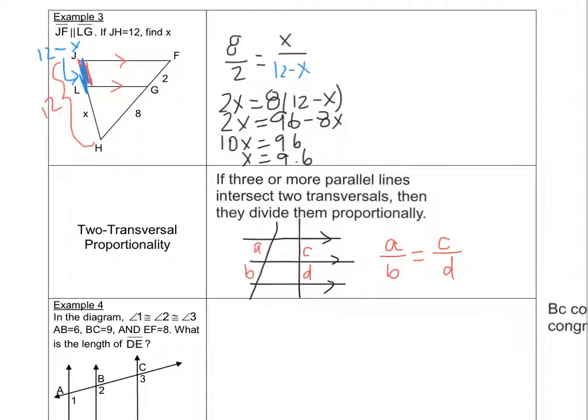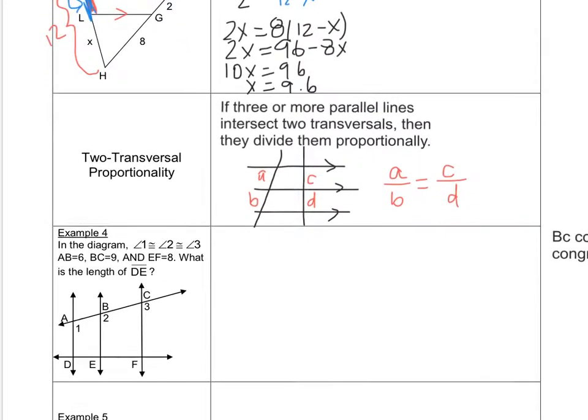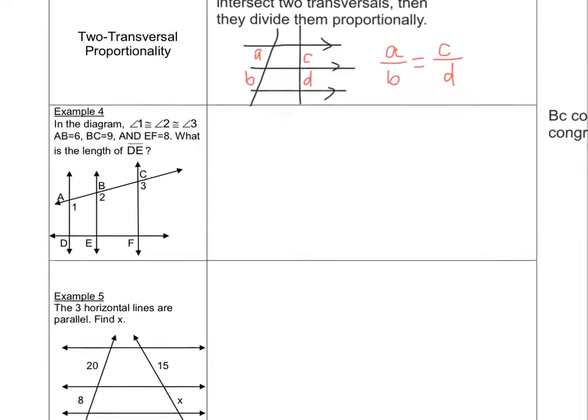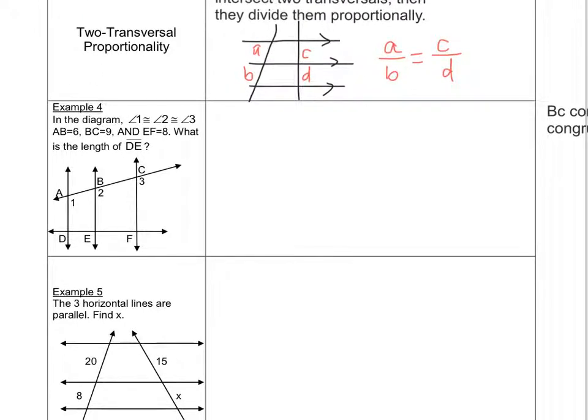So I hope you're seeing how similar this is to the triangle proportionality theorem. The only difference would be that these transversals would go up and actually close to make a triangle. It's basically the same theorem. Let's try this one on for size. So in example 4 at the bottom of your page, here's what it says.